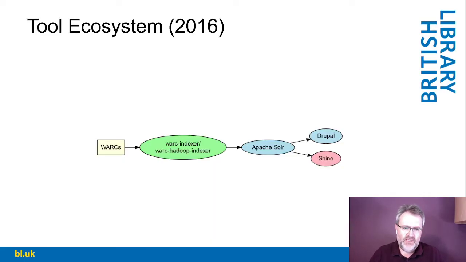So back in 2016, at the end of the Buddha project, the tools ecosystem, so to speak, looked like this. We were taking our WARCs, putting them through the indexing toolkit, and then using that to populate Apache Solr. And then in the Arda project, we used Drupal to provide a faster search interface. And then in the Buddha project, the follow-up, we developed our own Shine user interface, which provided more complex interactions and trend analysis. Now, since then, things have changed quite a lot.